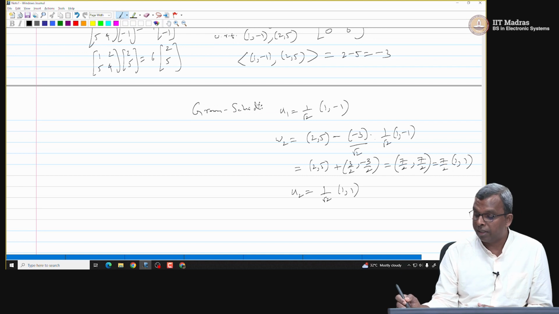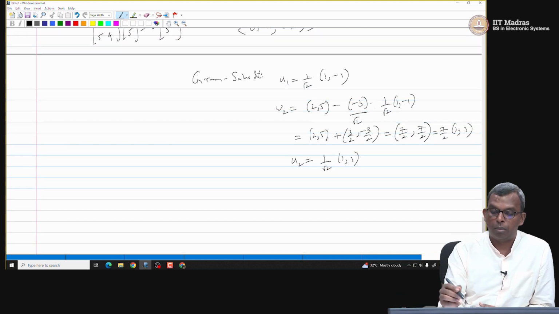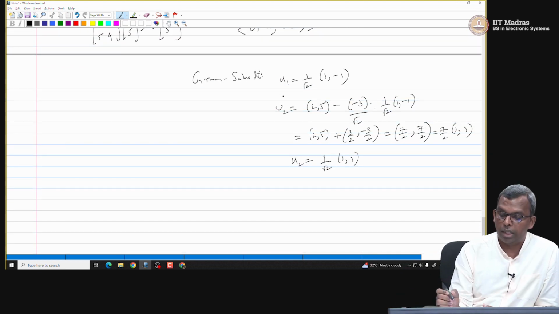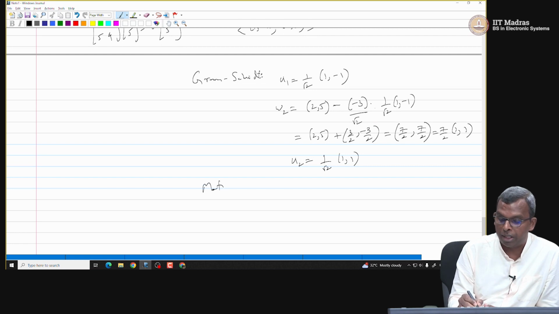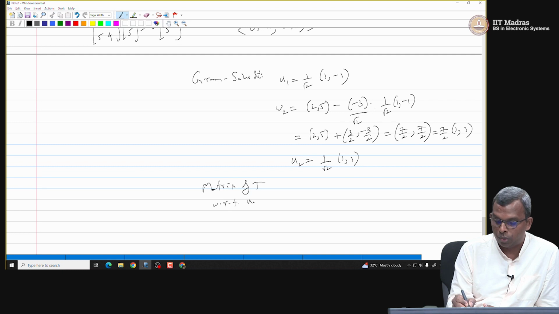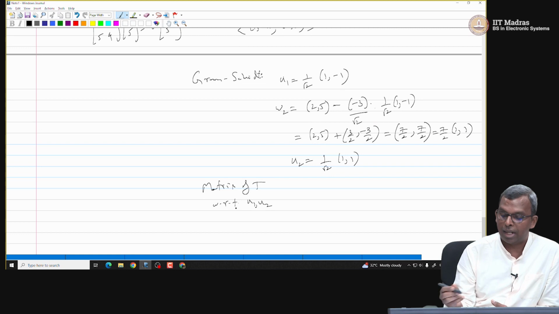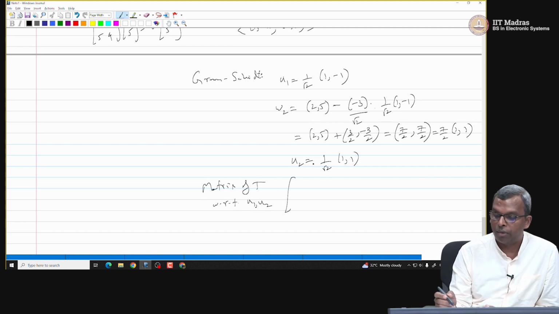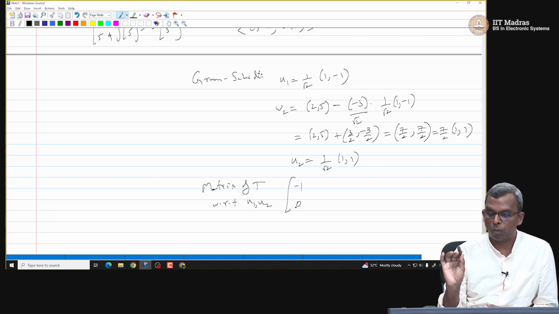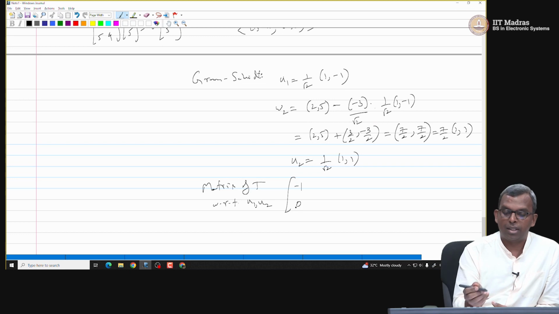Now if you find the matrix of T with respect to u1, u2, what will it be? You have to find what happens when u1 goes into this. So that is very easy to find, right? When u1 goes through the matrix, u1 is an eigenvector, right? Its eigenvalue is minus 1. So it will be minus 1, 0. That's very easy. Okay. Now when u2 goes through it, something else will happen.